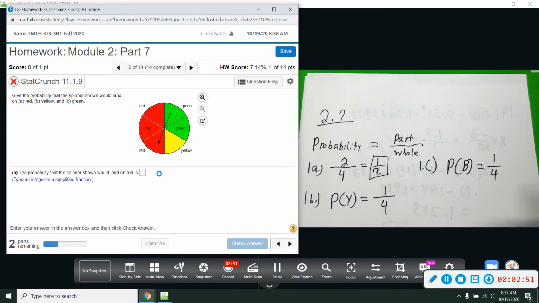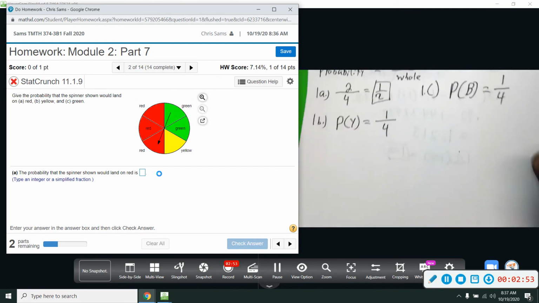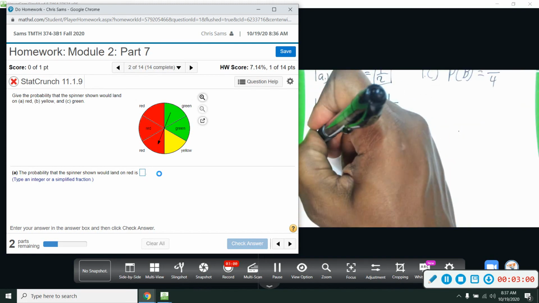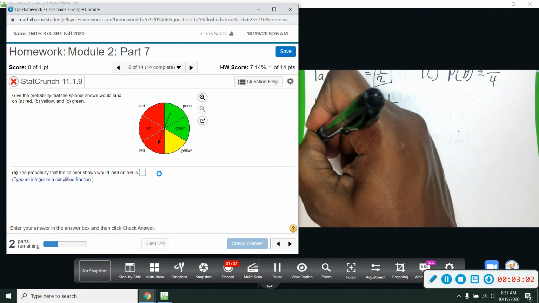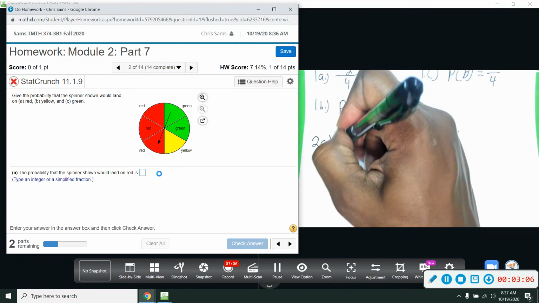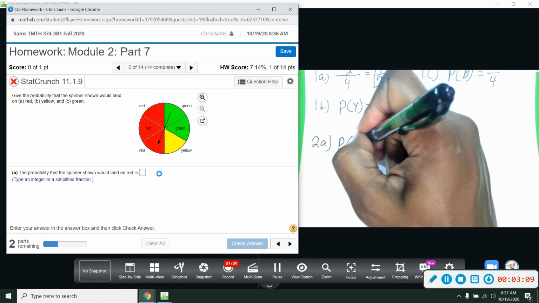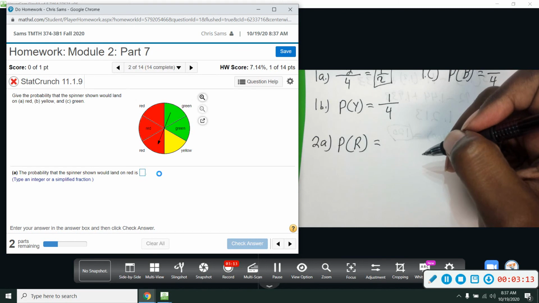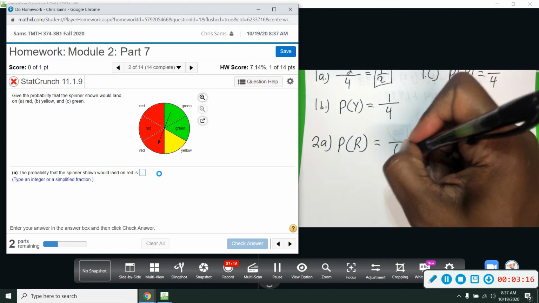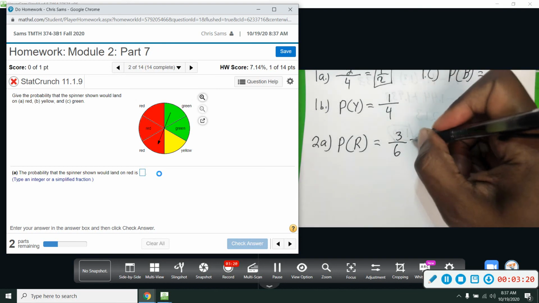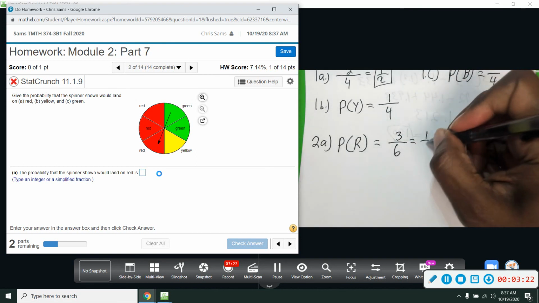All right, so number 2 looks like something similar. We want to know the probability that the spinner would land on red. Okay, so we have also A, B, and C part here. Okay, so probability that we land on red. Okay, so how many parts do we have total? 1, 2, 3, 4, 5, 6. So that's the whole, and then 3 of them are red. Divide both by 3, and that will leave you with 1/2.